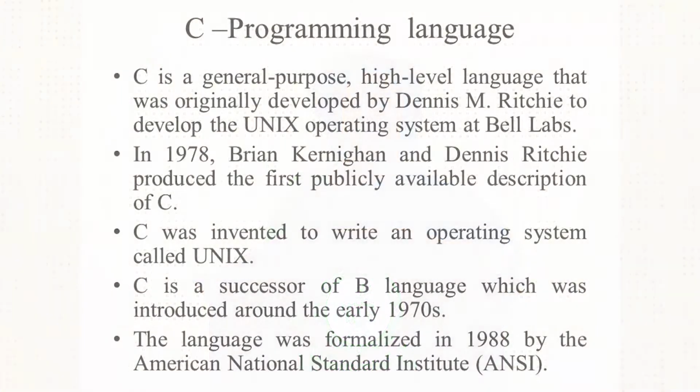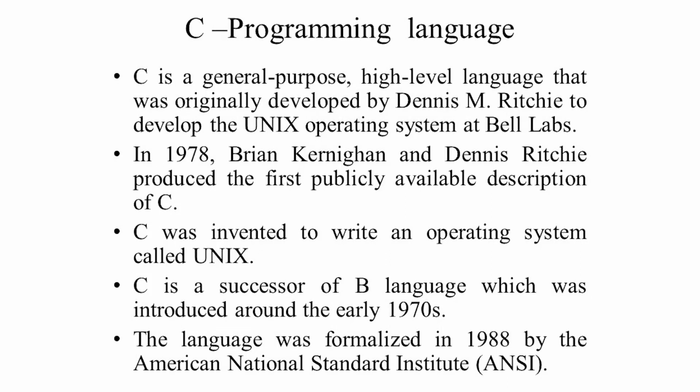Now a brief introduction to C. I will give you a brief introduction of how this programming language called C works. C is a general purpose high level language. It was originally developed by Dennis M. Ritchie, mainly to develop the Unix operating system, at Bell Labs. In 1978, Brian Kernighan and Dennis Ritchie publicly made the C language available in the market. C is the successor of the B language, which was developed in the 1970s.